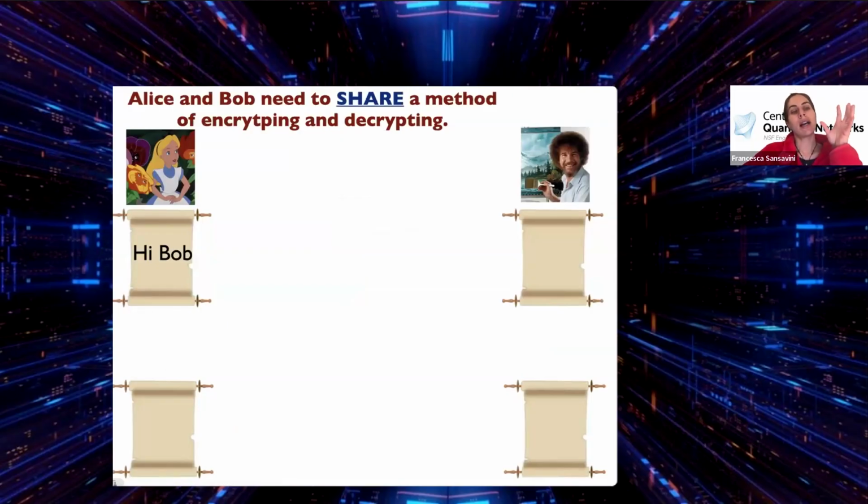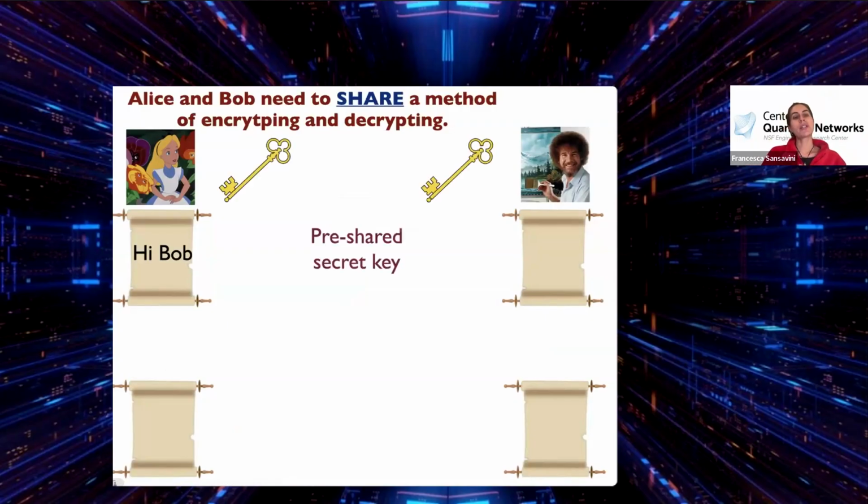So let's say that Alice wants to send a message, "hi Bob," and for whatever reason, she doesn't want Eve, she doesn't want anybody to know that she's writing "hi Bob" to Bob. So what she'll do is that she will have a pre-shared, and this is going to be important later, a pre-shared secret key with Bob.